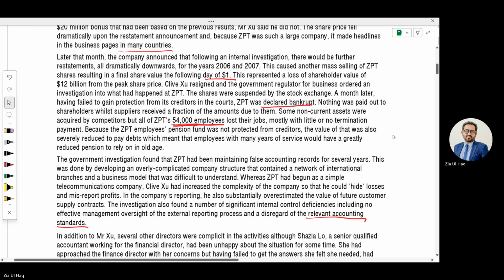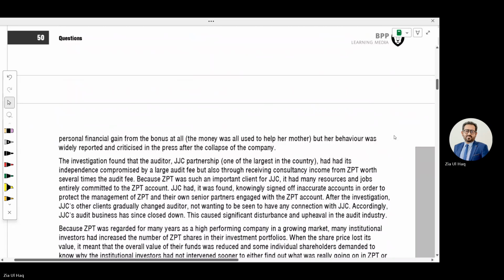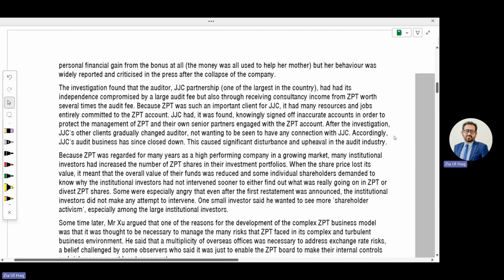Ethically, she was not innocent. Being a professional, it's our ethical duty. If we find anything wrong, we need to disclose it. If we are not disclosing, we are not working ethically. Being a professional, it's our duty. We shouldn't consider any personal interest. She needed money for her mother.